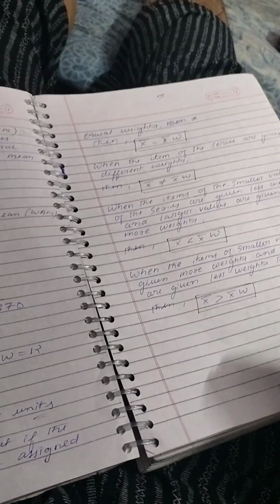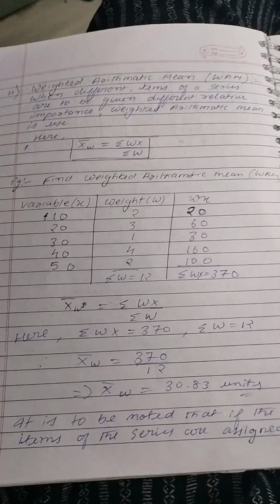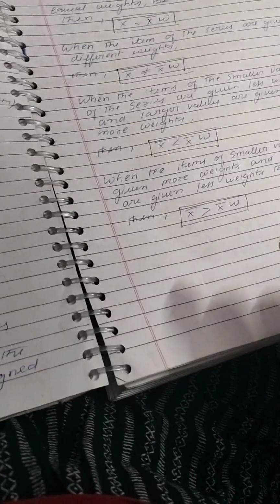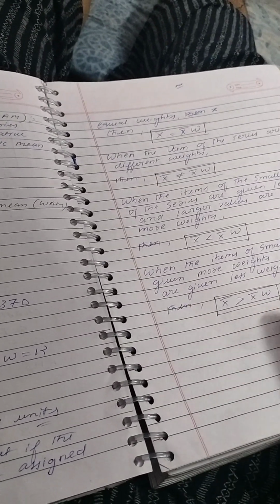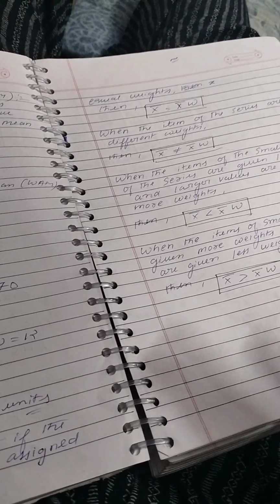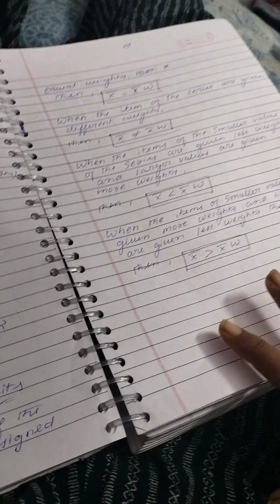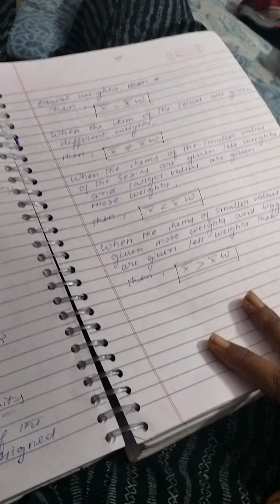There are so many things to note. It is to be noted that if the items of the series have equal weight, then there is no such difference between the simple mean and the weighted mean. I mean the simple mean and weighted mean have equal value, because all the values have been given the same advantage.